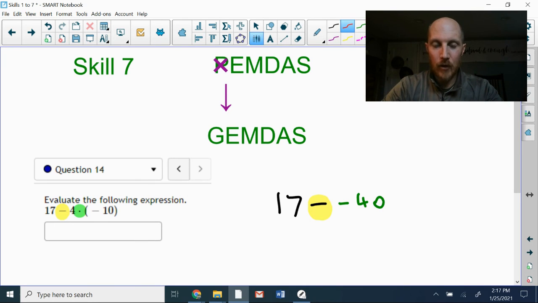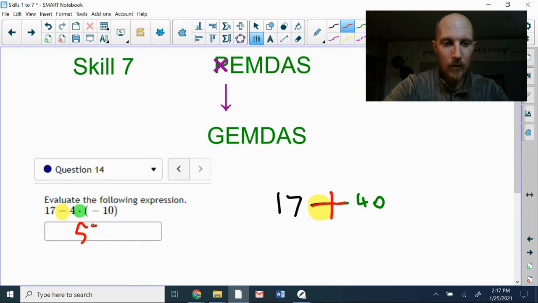So start at 17 on the number line and go to the right by 40 spaces. Or if you prefer, you can say, well, a double negative is the same thing as adding. We'll just take those 2 minus signs and combine them into a big plus sign, 17 plus 40. Final answer of 57.